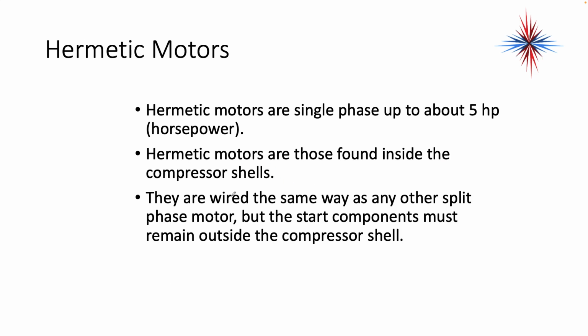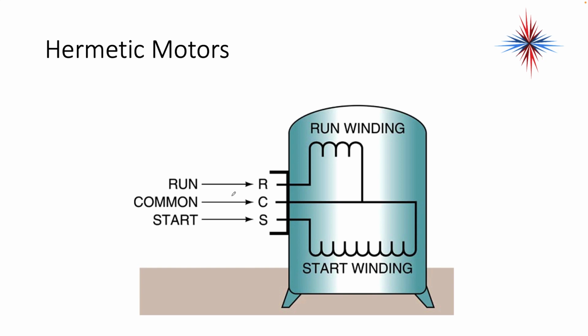Now, hermetic motors deserve a little bit of their own conversation. Hermetic motors are single phase up to about 5 horsepower. Hermetic motors are those found inside the compressor shells. They're wired the same way as any other split phase motor, but the start components and all the connections are outside the compressor shell because of the refrigerant pressures.